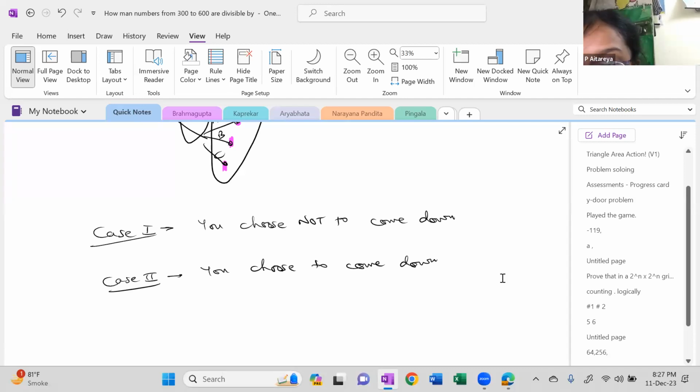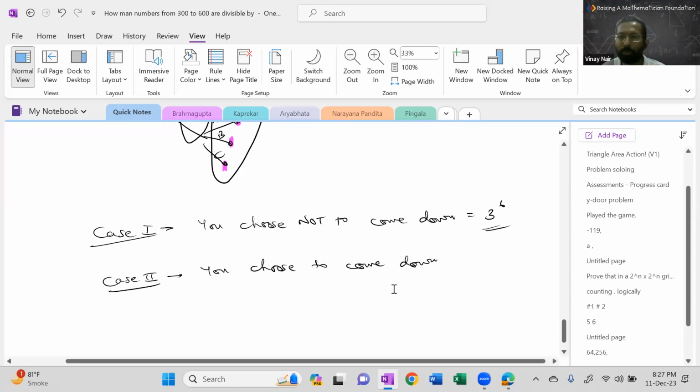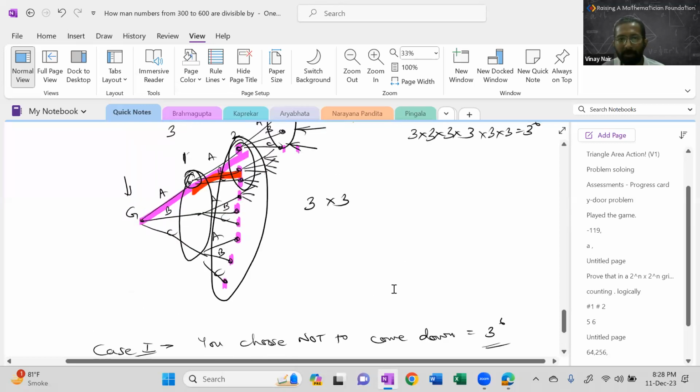It's the same as going up directly. So we know this is 3 power 6. Problem solved. Okay. Now we go to the second case. You choose to come down, which means you will come down exactly one floor.